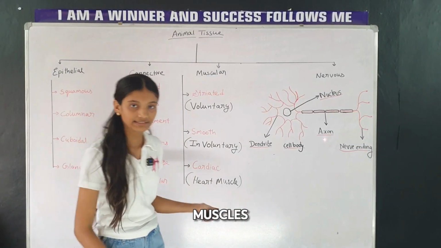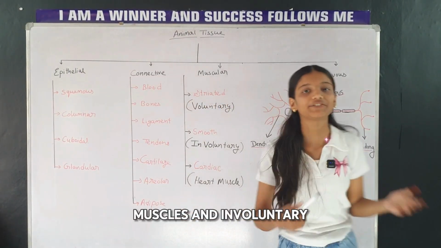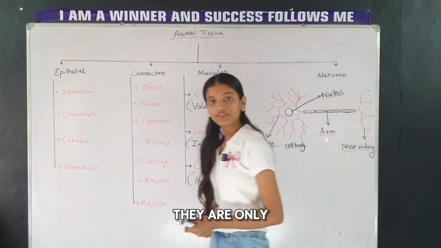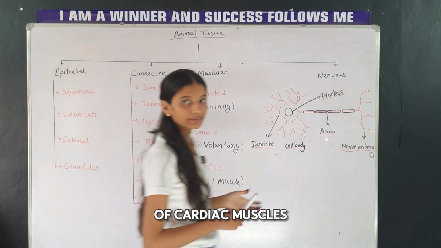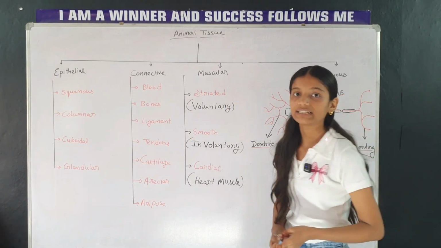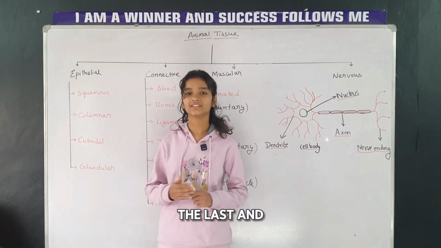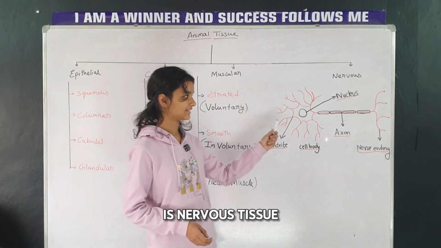Third is cardiac muscles. These are heart muscles and involuntary muscles. They are only found in the heart, which helps in pumping of blood, and the shape of cardiac muscles is branched, cylindrical and uninucleated. The last and fourth type of animal tissue is nervous tissue.